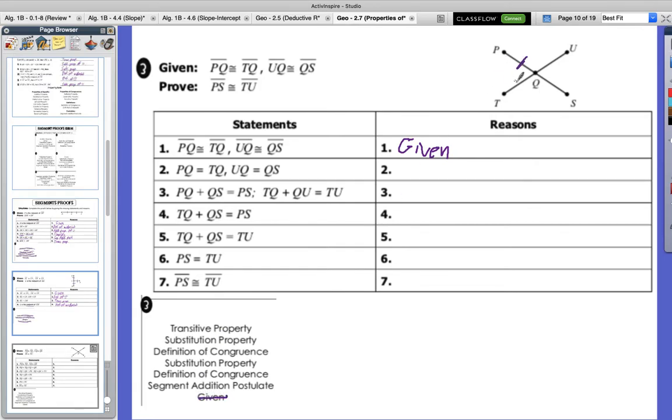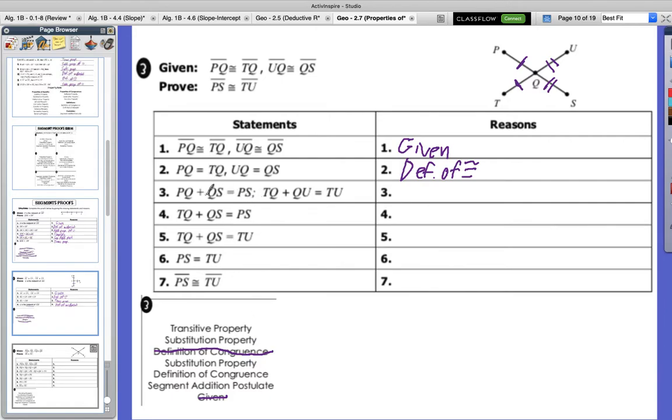Segment PQ is congruent to segment TQ. For segment UQ, I'll have to use 2 tick marks here. It's congruent to segment QS. I'd use 2 tick marks this time because they're not congruent to the ones with 1 tick mark. We're trying to prove that segment PS is congruent to segment TU. So we went from the segments being congruent to their measures being equal. That's going to be definition of congruence. We're going to have that quite a bit to start with when we're given things being congruent. We see 2 of them, meaning we'll use it again later.